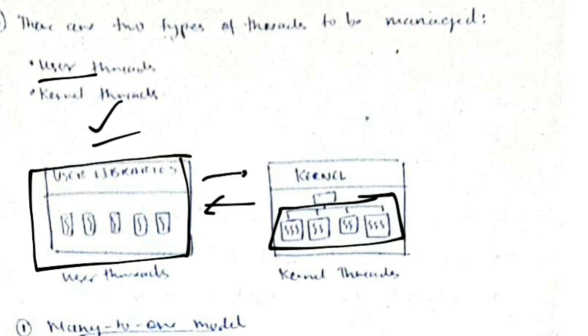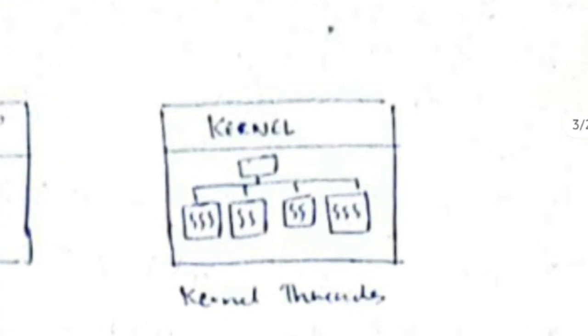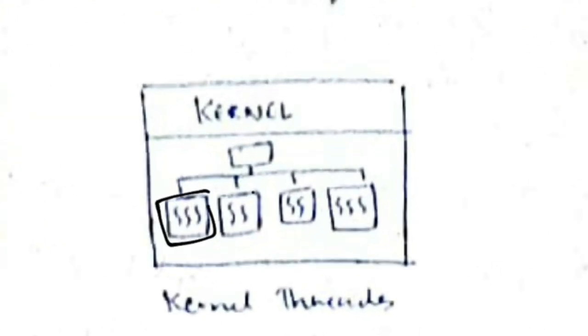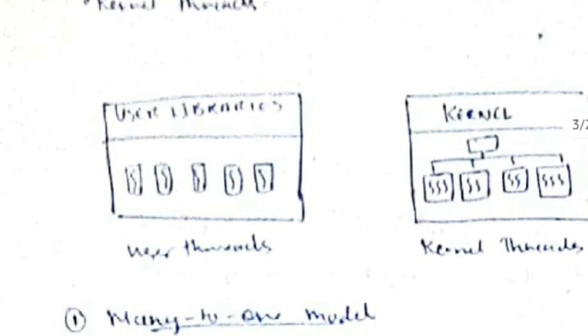These are both independent software, and the kernel manages the resources, which is absent in user libraries. Similar groups of threads will be grouped together in the kernel, whereas in user libraries they will be taken separately. There will be no groups in user libraries. Under this, there are three types of model.